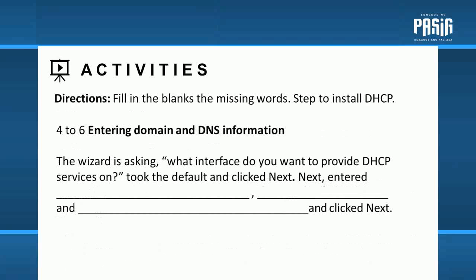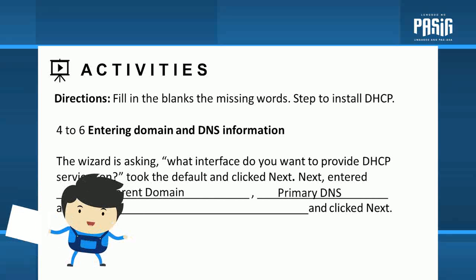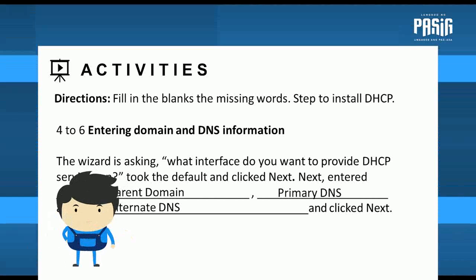Next is the question for number 4 to 6, entering domain and DNS information. The wizard is asking, what interface do you want to provide DHCP service on? Take the default and click Next. Next, enter blank, blank, and blank, and click Next. The answer is parent domain, primary DNS, and alternate DNS.